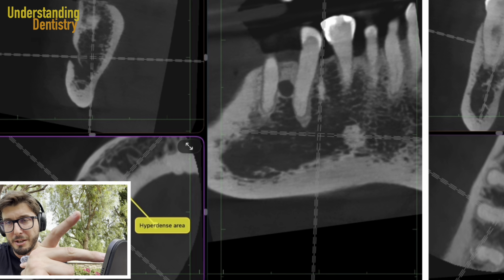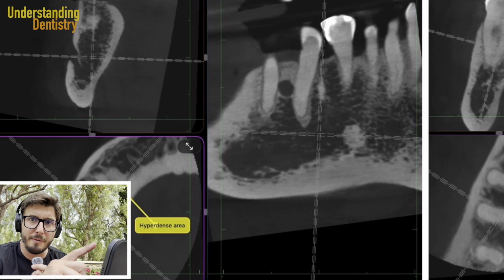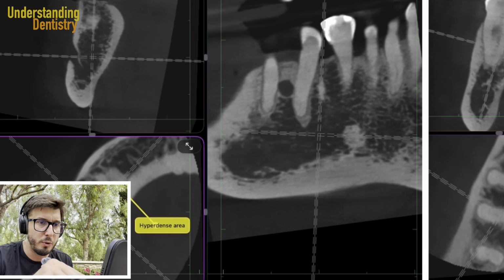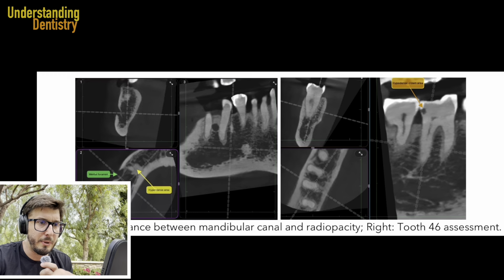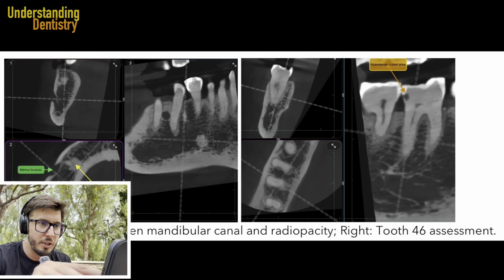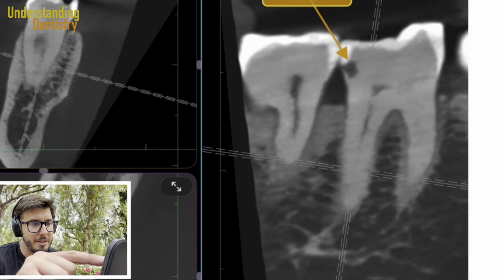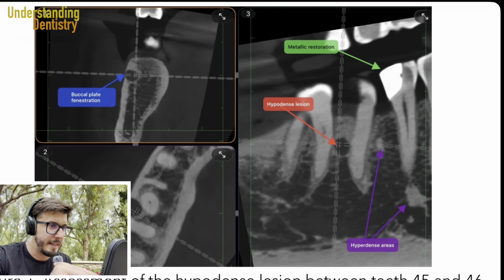Hyperdense means radiopaque, of course, and they are suggestive of idiopathic sclerosis, right? So idiopathic sclerosis on the screen. All right, and then we have even an image suggestive of caries. So we have the image suggestive of caries here, all right, between the two molars. But okay, and then let's see the lesion.